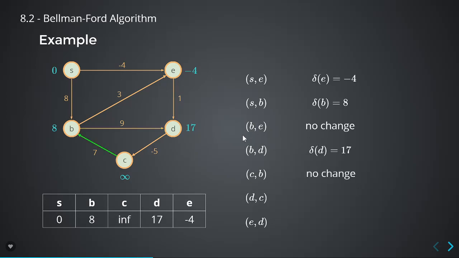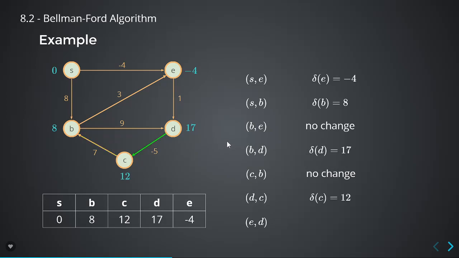Next up is DC. It costs -5 to go from D to C. So at least I know I can go to C now. And it cost me 17 to go to D. So how much will it cost me to get to C? 17 minus 5, 12.